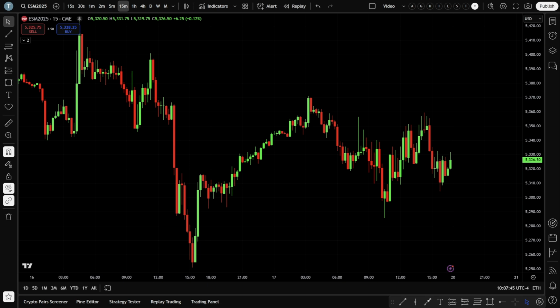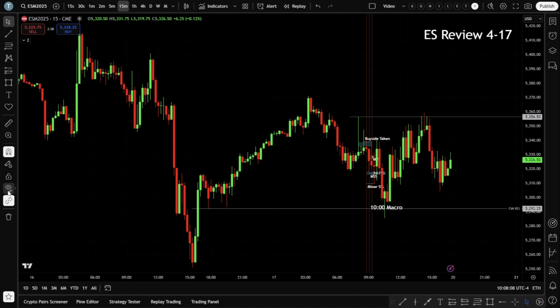Good morning, everyone. Today we are reviewing price action from the S&P 500 from yesterday, Thursday, April 17th. So here we have a 15-minute chart, and I just want to draw your attention to these relative equal lows right here on the 15-minute chart. It's going to be our target for today.